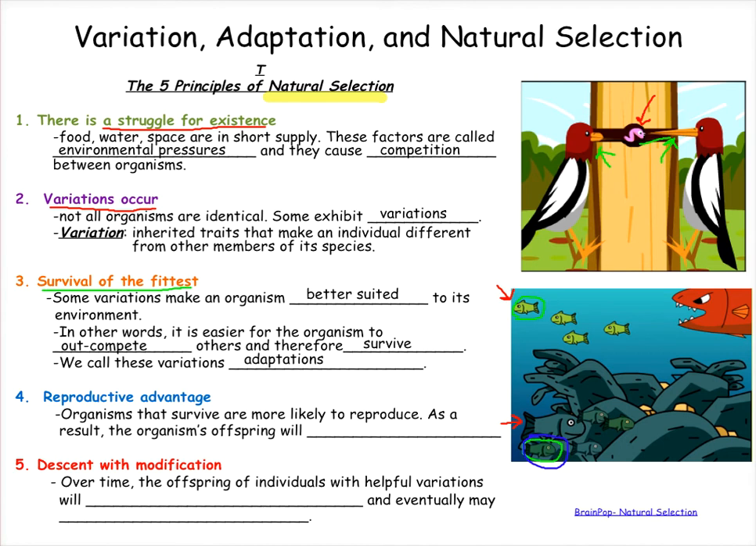This leads us to our fourth principle, which is reproductive advantage. That is, organisms that are adapted to survive are more likely to get the chance to reproduce. As a result, the organism's offspring will inherit the adaptation that made that parent more likely to survive in the first place.